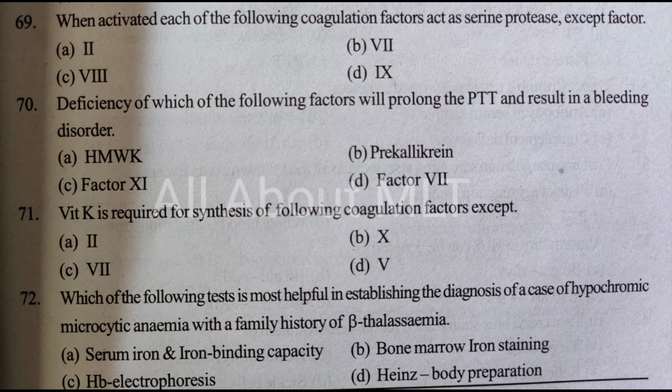Which of the following tests is most helpful in establishing the diagnosis of a case of hypochromic microcytic anemia with a family history of beta thalassemia? Option A, serum iron and iron binding capacity; option B, bone marrow iron staining; option C, HB electrophoresis; option D, Heinz body preparation. And the answer is option C, hemoglobin electrophoresis.